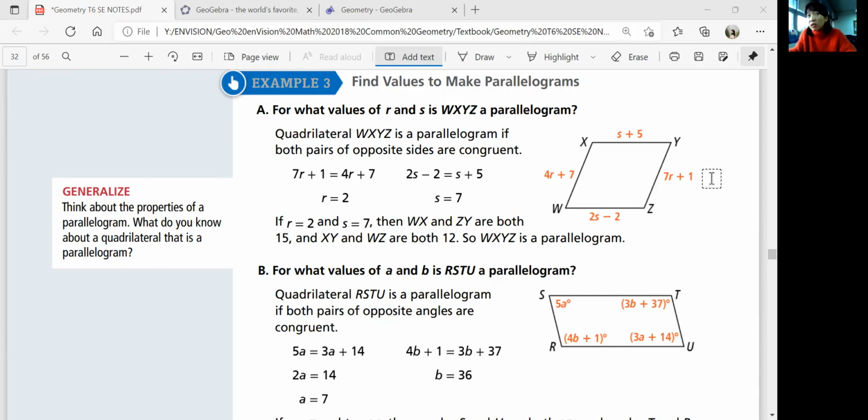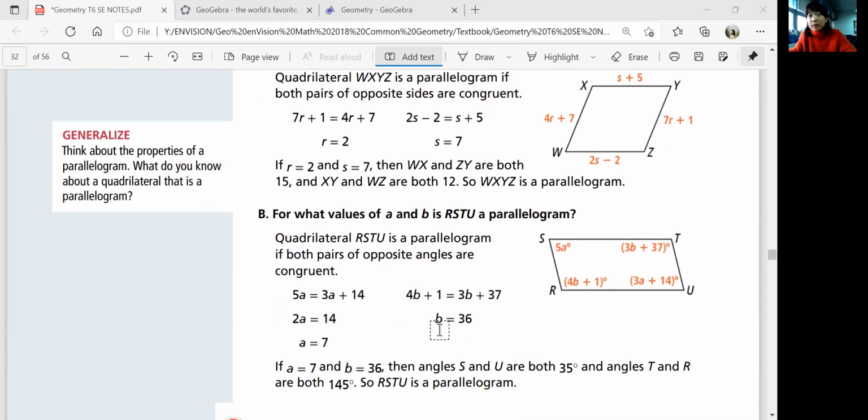Then it's non-solvable. You're probably not going to find a problem like that in the math class in here, maybe in real life. Part B, for what values of A and B is RSTU a parallelogram? Now we need to use the property that the opposite angles must be congruent. So you can set up another expressions. 5A equals 3A plus 14, and 3B plus 37 is equal to 4B plus 1, and solve for the variables A and B. A is 7, B is 36.